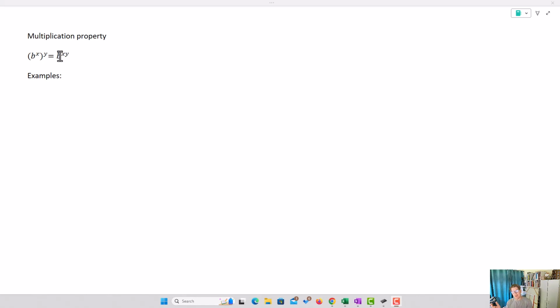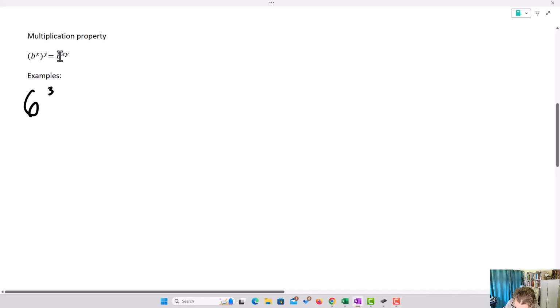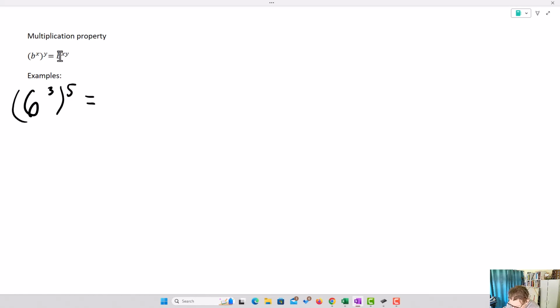Doesn't really matter what you call it. It really matters if you understand what it is that you're doing. So let's take, for example, I've got 6 cubed, and I'll take that to the 5th power. And notice we've got this power to a power. We end up with 6 to the 15th power, because 3 times 5 is 15.